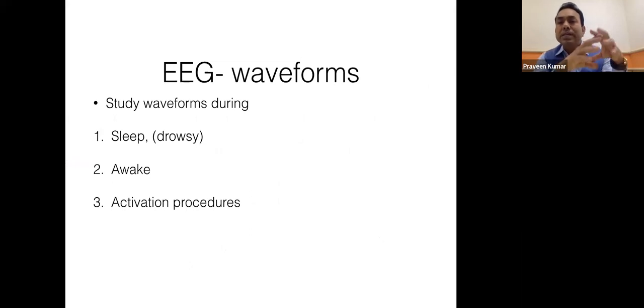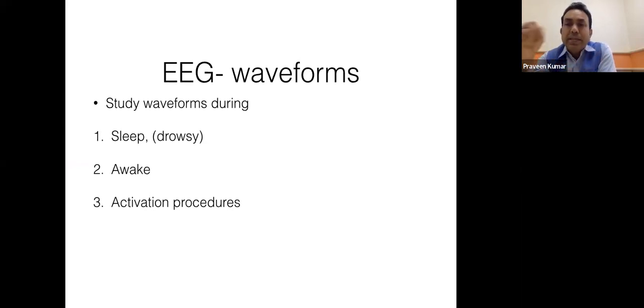So this is about the EEG waveforms. So you know about the different waveforms in terms of their frequency, alpha, beta, theta, delta, in terms of their amplitude, 10 to 50 microvolts is the normal range, and in terms of their morphology, they are monophasic, biphasic, or polyphasic.